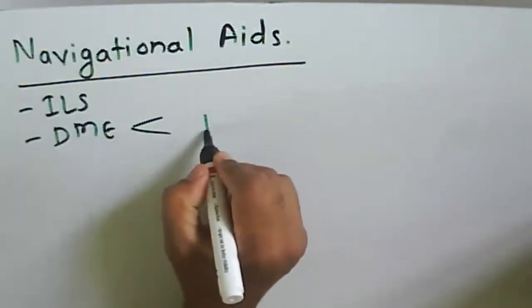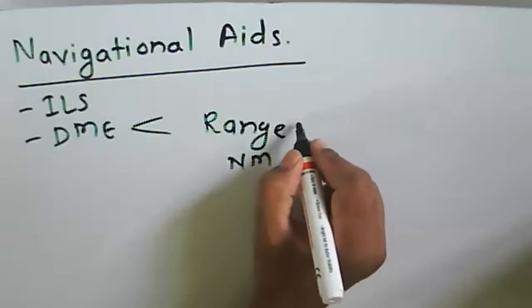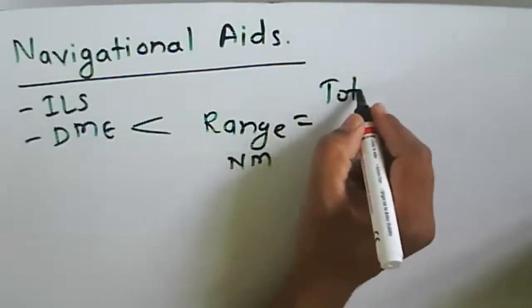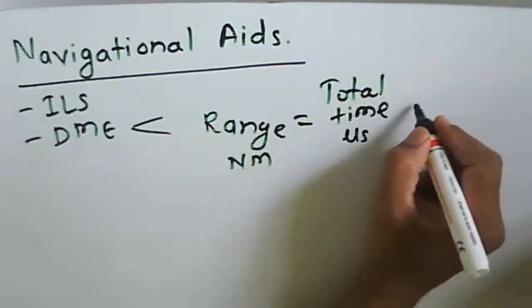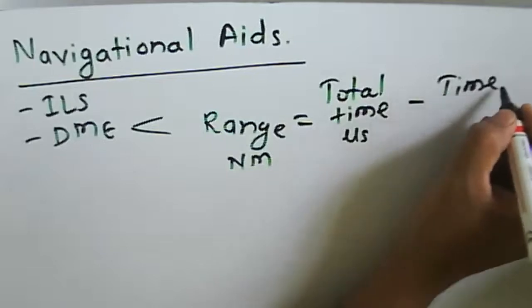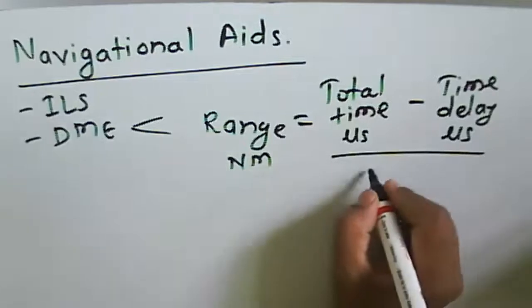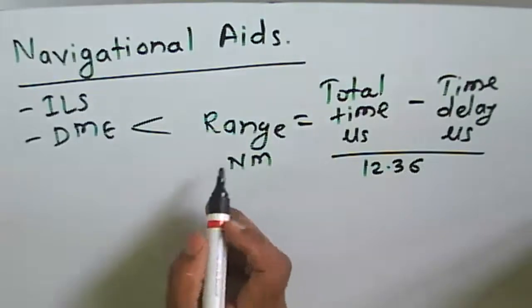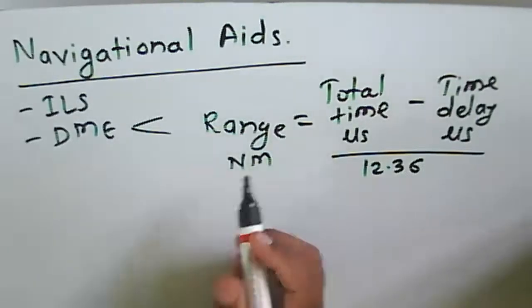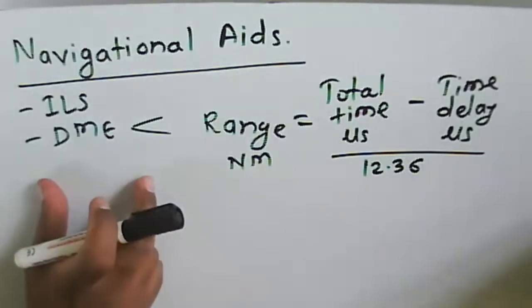range here. So generally we say that the range, in nautical miles, is equal to the total time required, that total time, everything in microseconds, minus a time delay, all in microseconds, divided by 12.36. So through this we can get the range of the aircraft from the ground system there. Okay, so now these are the two systems we have seen.